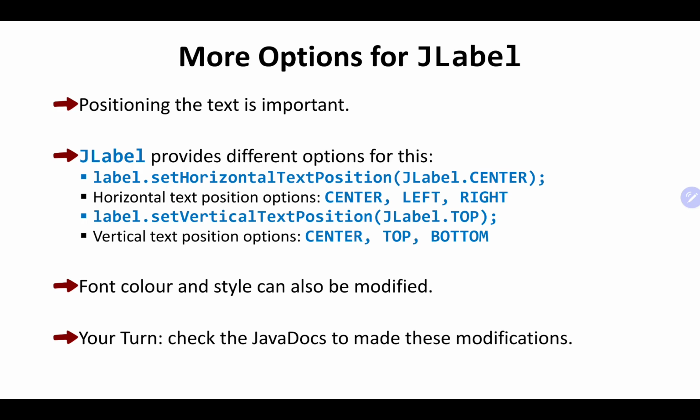Another one is probably when we want to position the text and the image that we display using JLabel. Okay, here we have different options. The first one, we can set horizontal text position where we want to make it center, and other than center you can use left and right, and you can also set vertical text position whether you want to make it top, center or bottom. So here the font color and style can also be modified.